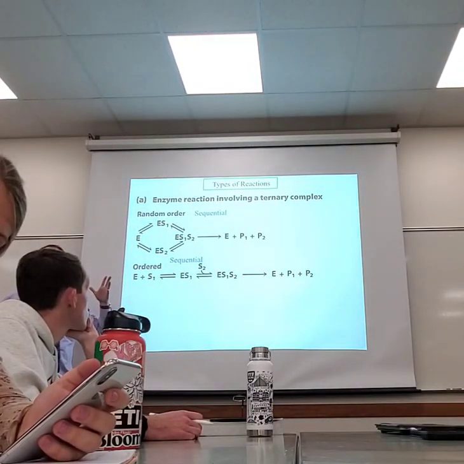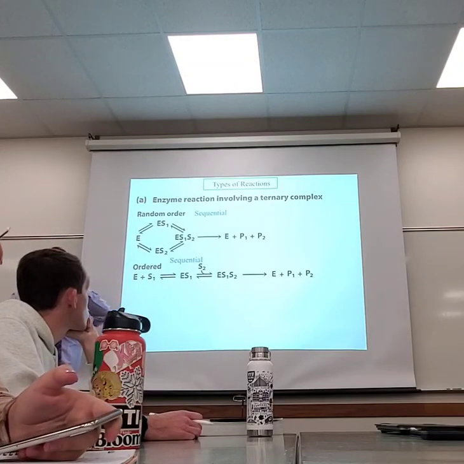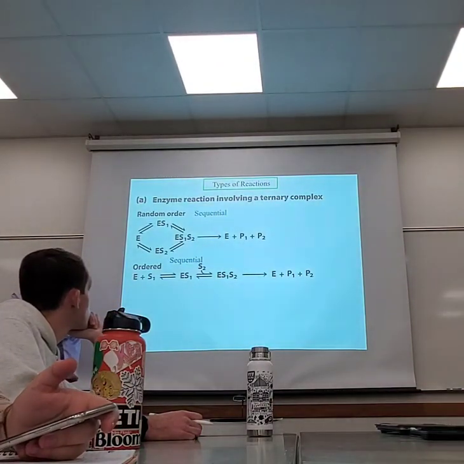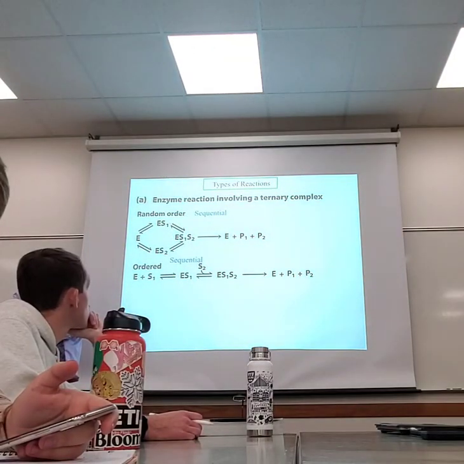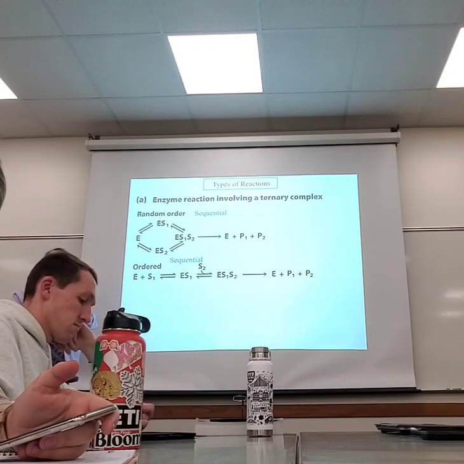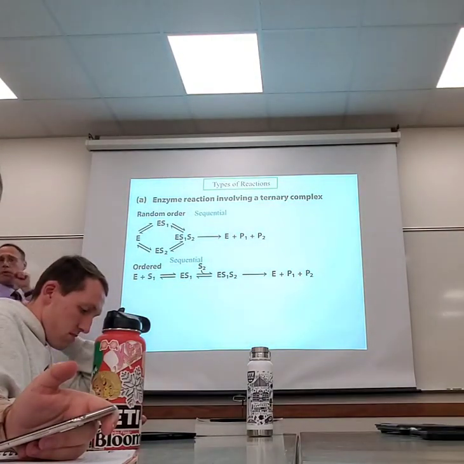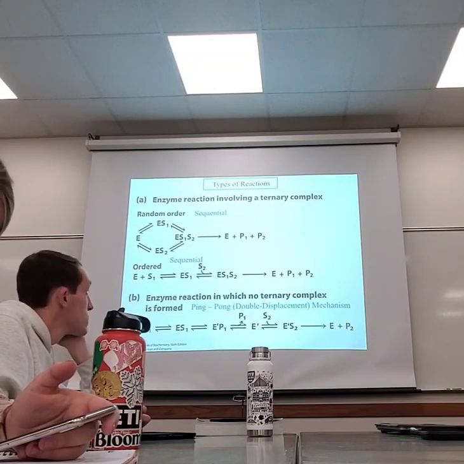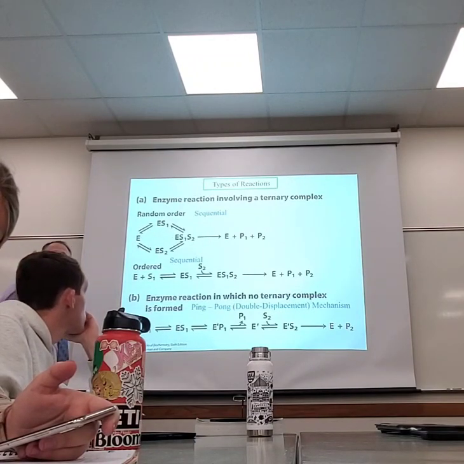What's the difference between them? Somebody can look at that and tell me. One can bind either substrate 2 or 1 first, and it doesn't matter, it can still form products, whereas in ordered it needs to bind substrate 1 specifically first, then substrate 2. Perfect, perfect.